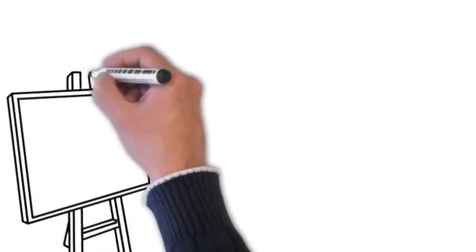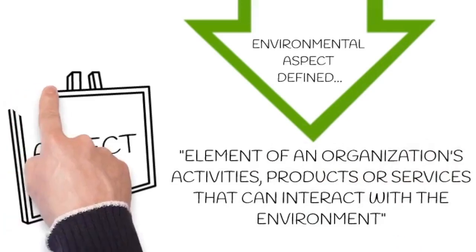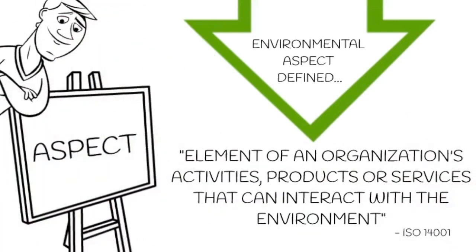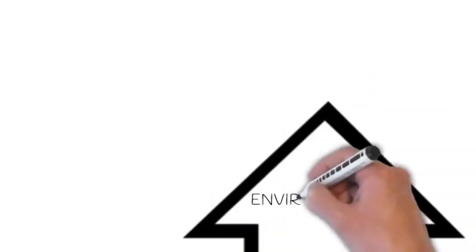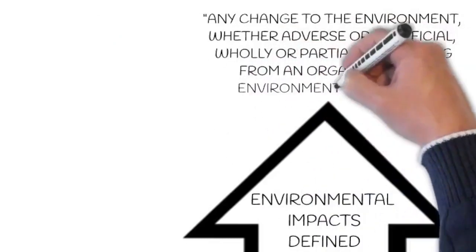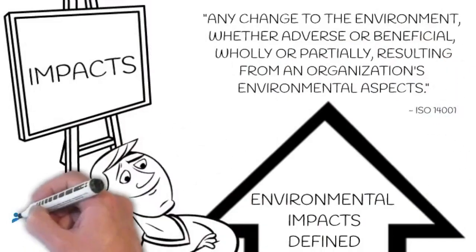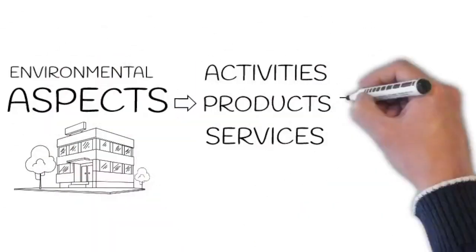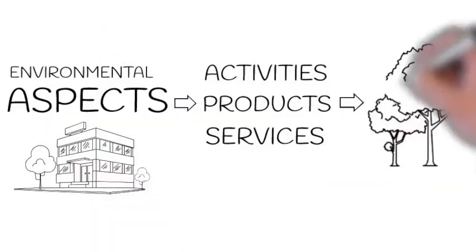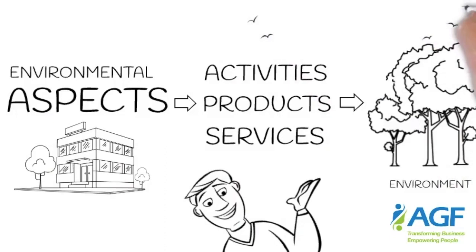The definition of environmental aspects per ISO 14001:2015 is an element of an organization's activities or products or services that can interact with the environment. While the definition of environmental impacts per ISO 14001:2015 is any change to the environment, whether adverse or beneficial, whether as a whole or in part, resulting from an organization's environmental aspects. The definition of an environmental aspect is any part of an organization's activities, products, or services that can interact with the environment, positively or negatively.